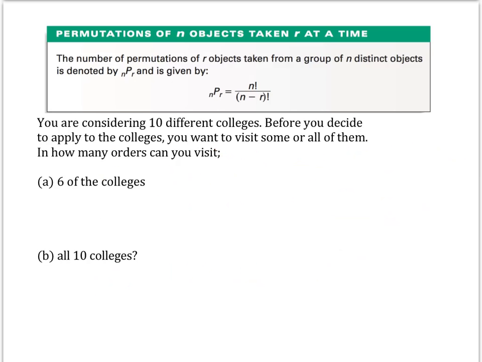So if we want to figure out how many possibilities we can have from a certain amount of objects, we have to use the equation for the permutation of n objects taken r at a time. So in this, n is going to represent the options. And r is going to be what we select.